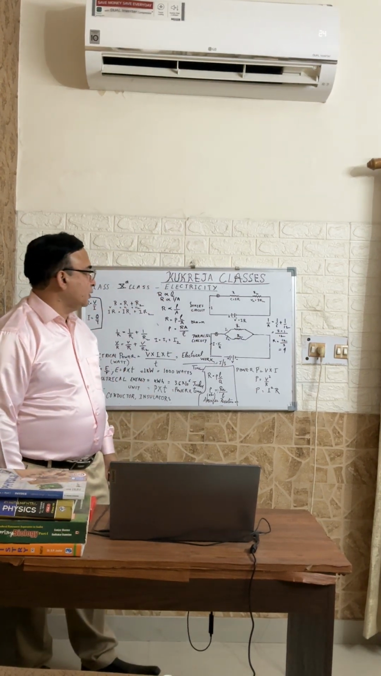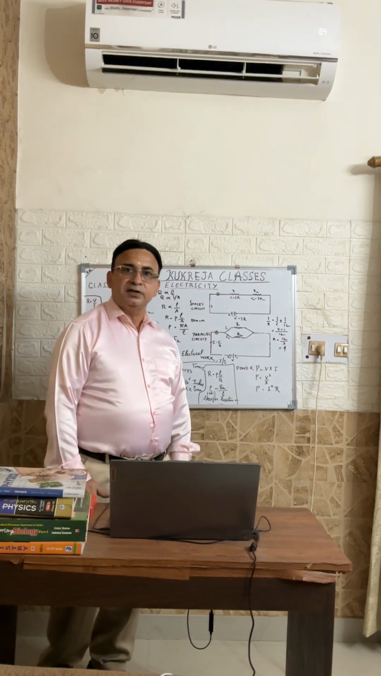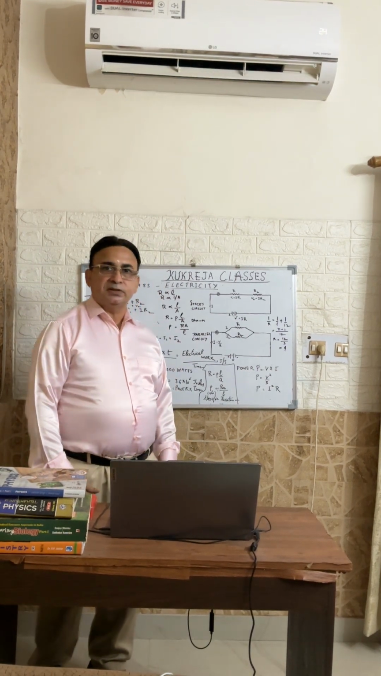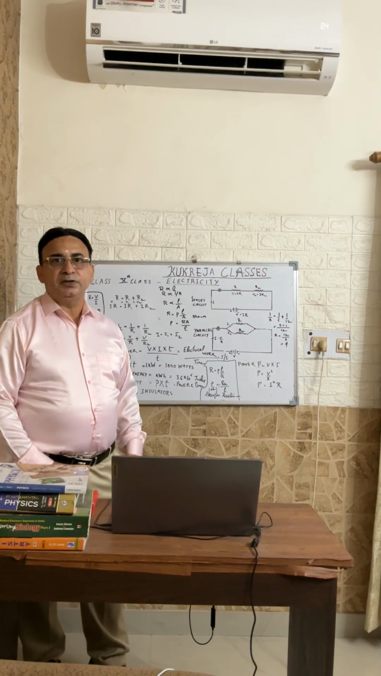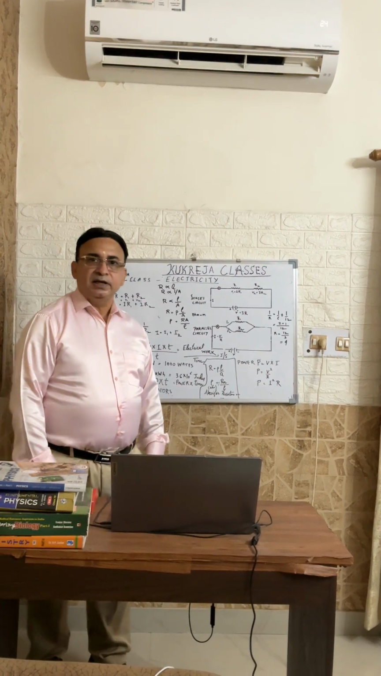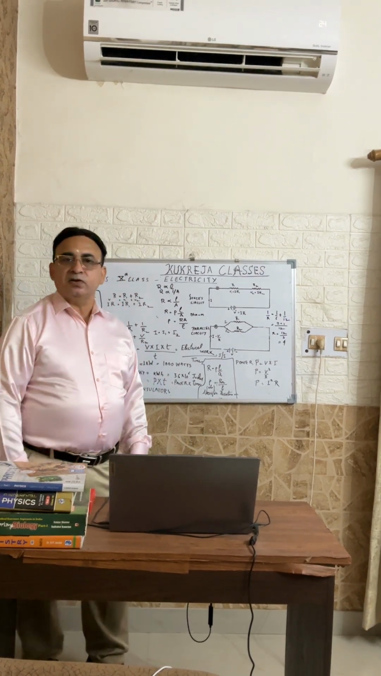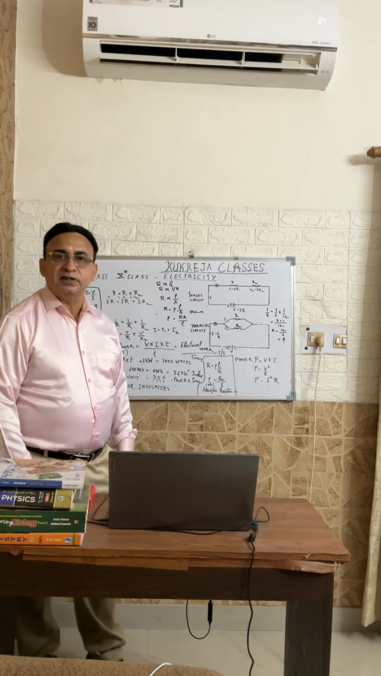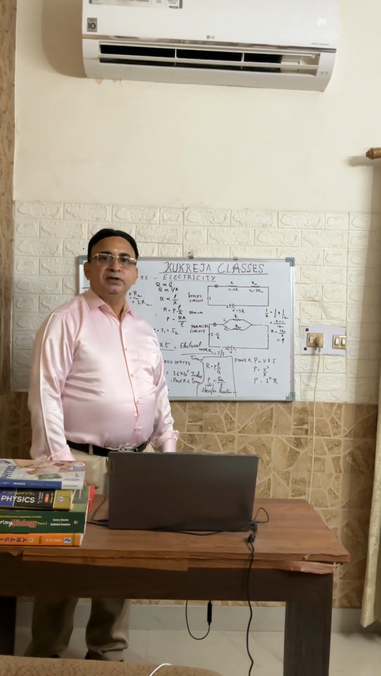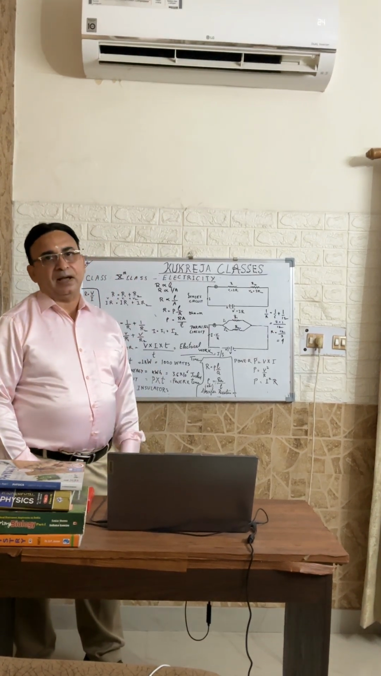So students, now we will discuss the series and parallel circuit of resistors. Resistors can be connected in two ways: one is series and one is parallel. When we want to increase the resistance of a circuit, we add the resistances in series, and when we want to decrease the resistance of the circuit, we add the resistors in parallel.